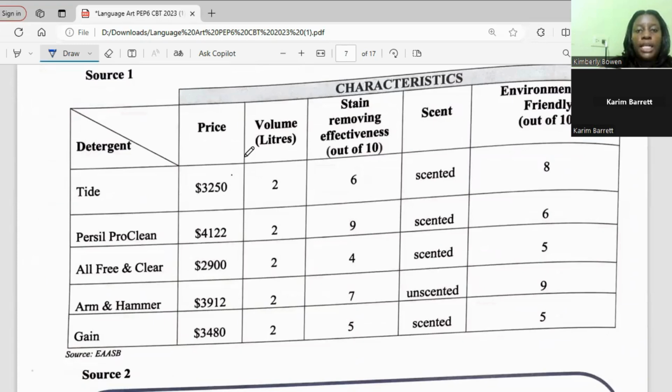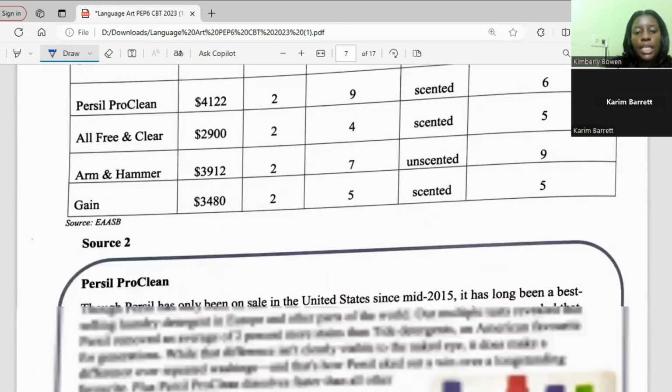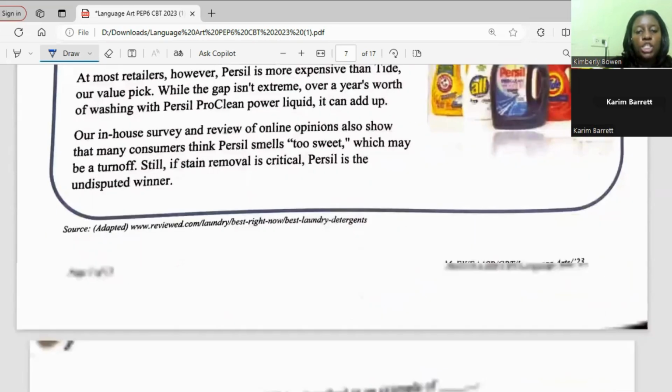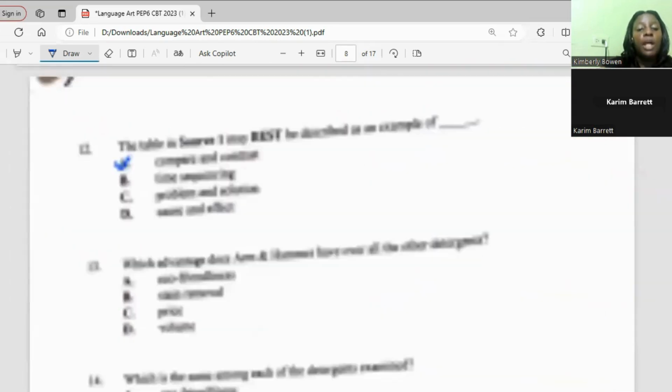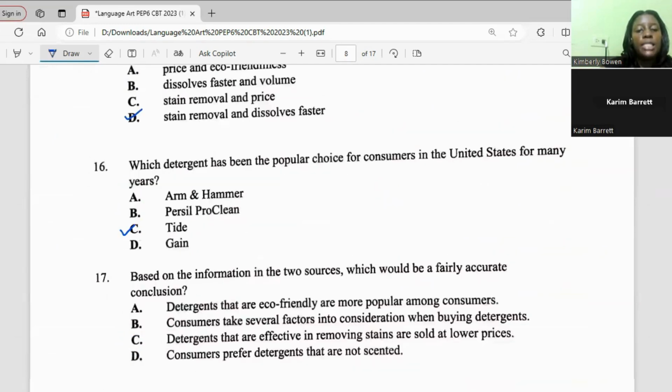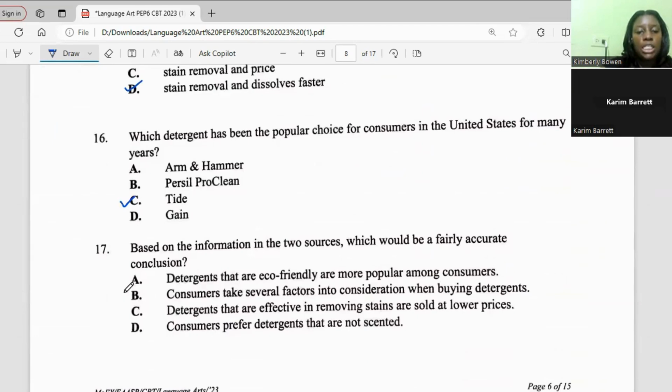But we know that there are many characteristics that are taken into consideration, such as the price, the volume, the stain removing effectiveness, the scent, and the eco-friendliness or environmental friendliness. Those are taken into consideration when purchasing detergents. So it's safe to say that consumers take several factors into consideration when buying detergents.